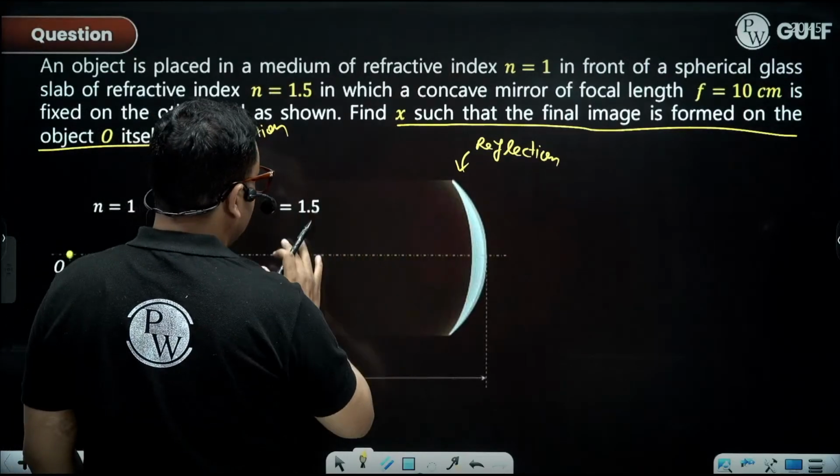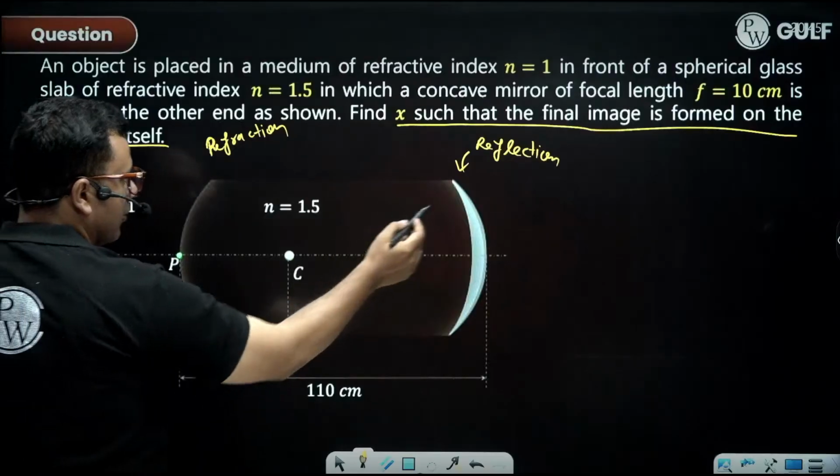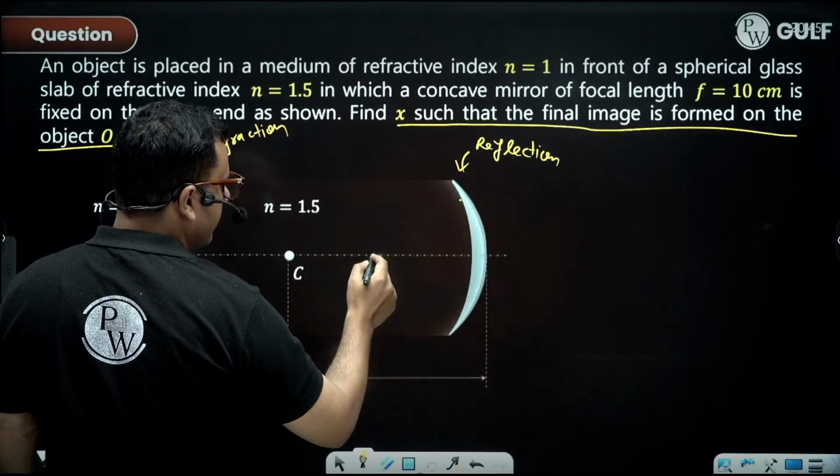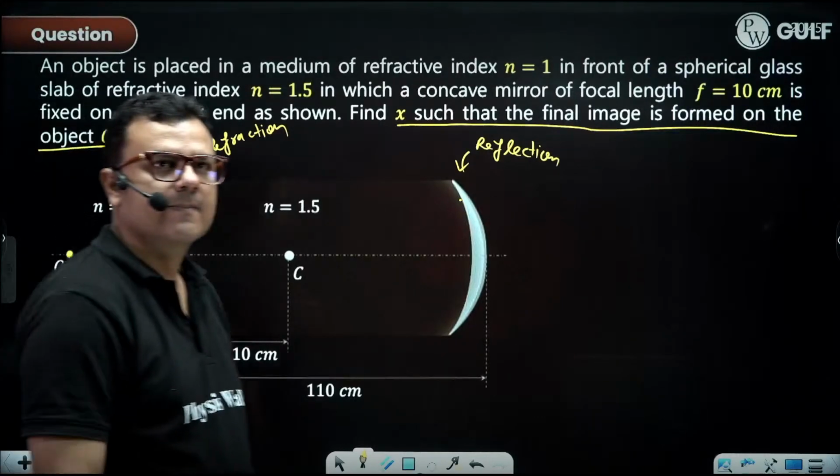If we want it to be formed on the object itself, according to this, the image should be formed at the center of curvature of this mirror.